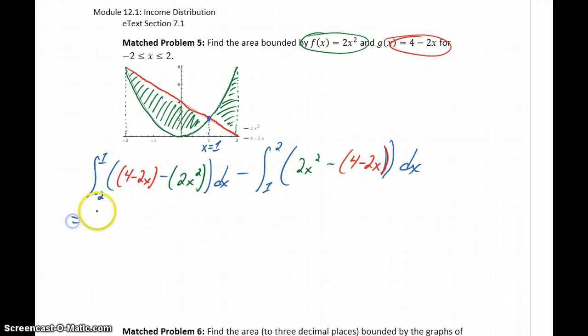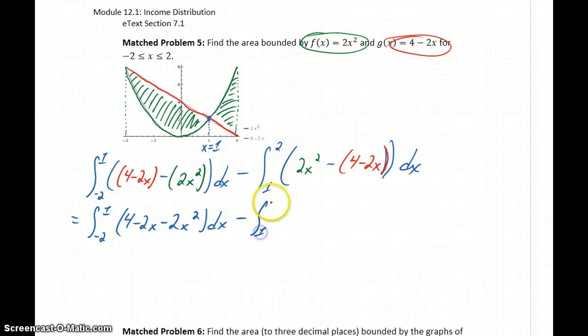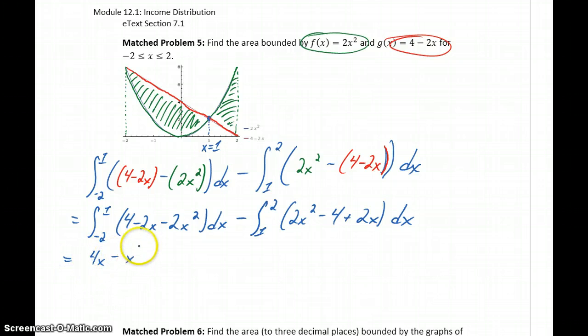So cleaning up those integrals a little bit, we'll have the integral from -2 to 1 of 4 minus 2x minus 2x squared dx minus the integral from 1 to 2 of 2x squared minus 4 plus 2x dx. Integrating will give us 4x minus x squared, because this will be 2 times x squared over 2, so the 2 over 2 is going to cancel, minus 2x cubed over 3, which would be evaluated from -2 to 1.